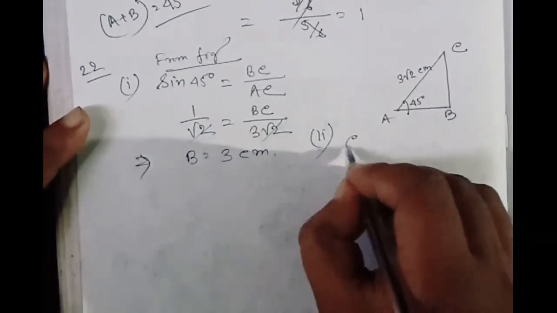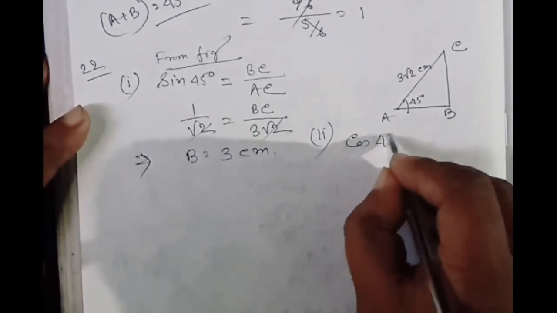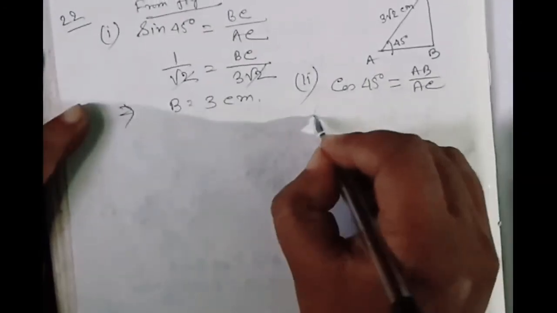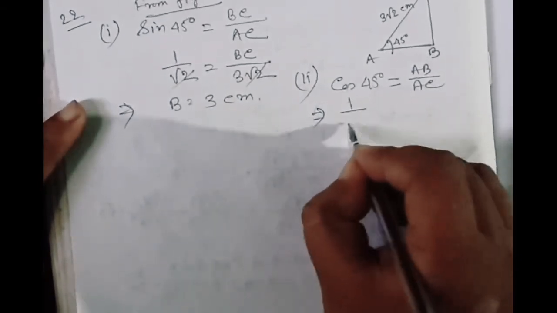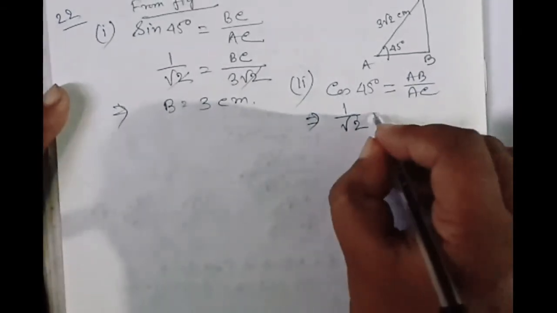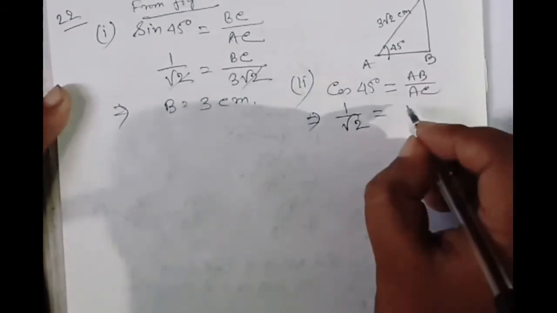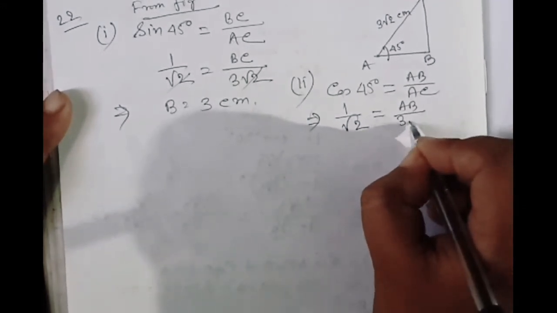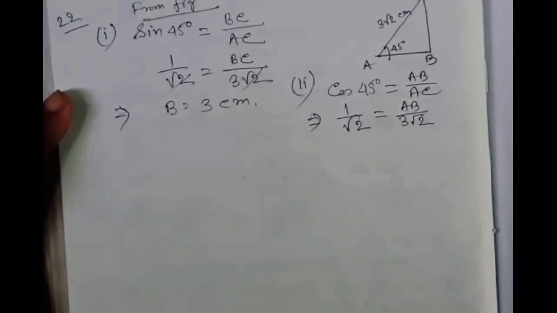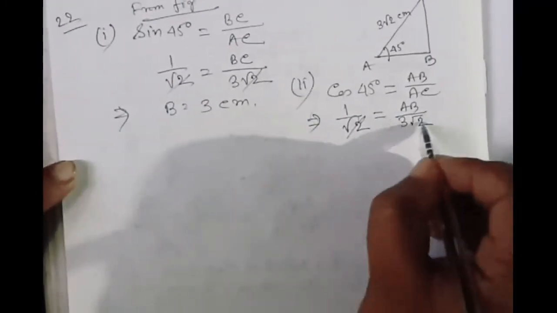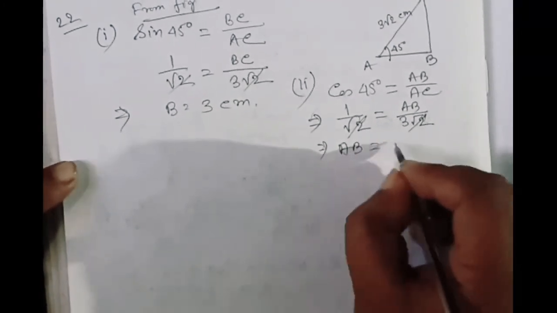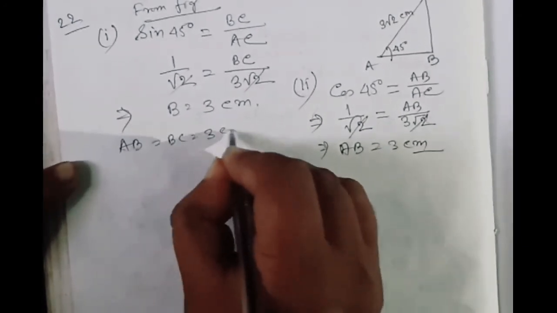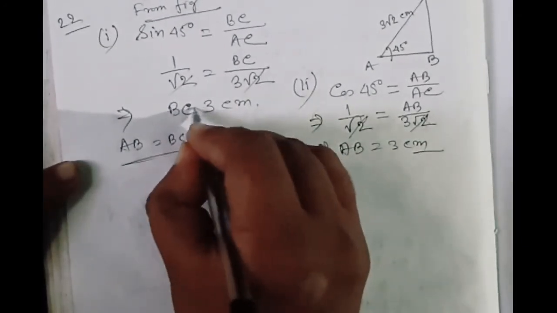Next, come to 2. We have to find AB. From the figure also, cos 45 degree is equal to AB by AC, and the value of cos 45 degree is also 1 by √2. The value of AB we do not know, so AB we have to find, and AC is equal to 3√2. So, this √2 cancels. AB is equal to 3 centimeter. So, AB is equal to BC is equal to 3 centimeter.